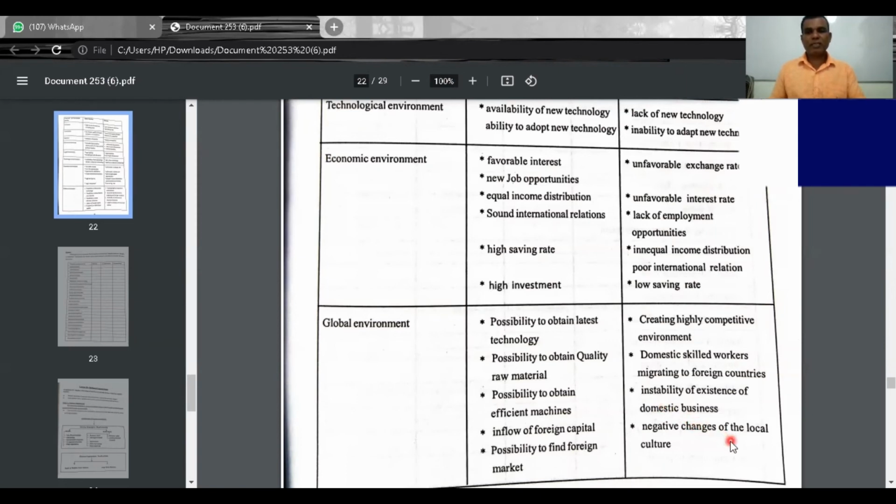Negative changes in local culture. You see, local indigenous culture is highly affected due to globalization. Some foreign cultural values may not be suitable for our culture. When those cultural values come into Sri Lanka, it would create some cultural problems within the country.